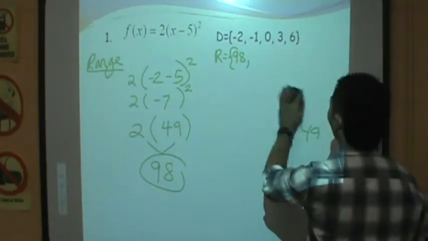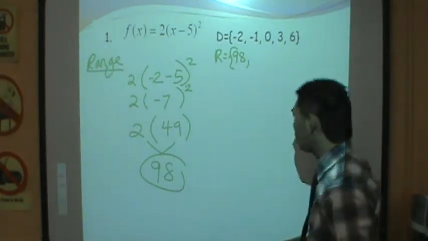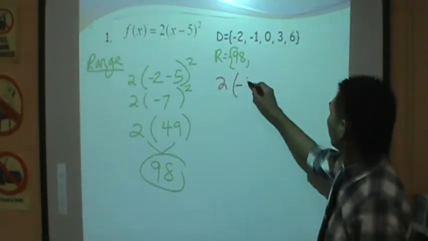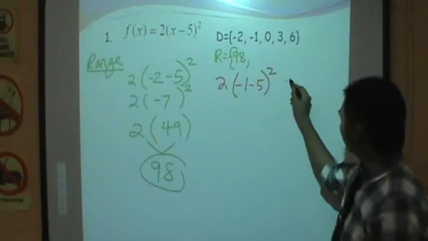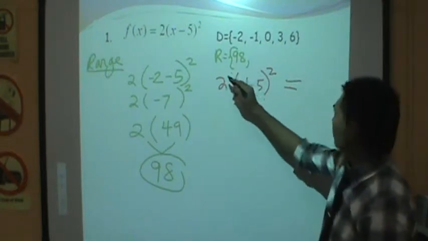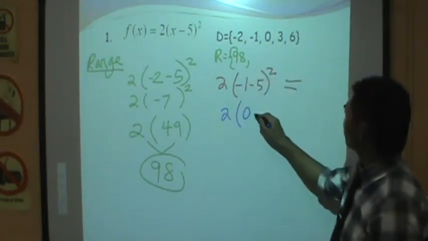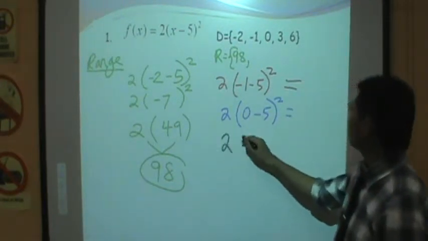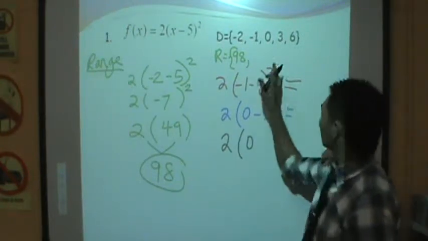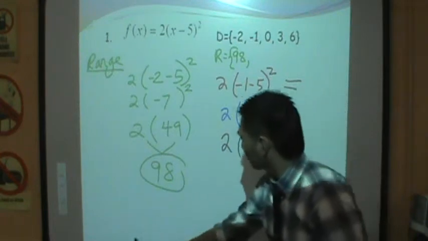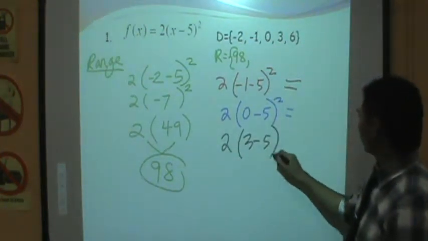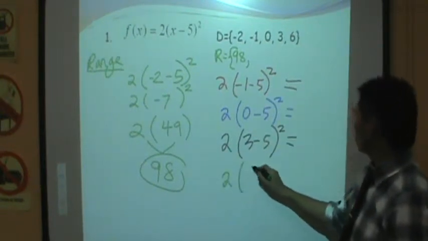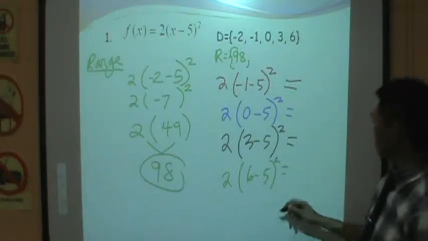Now how about if you use -1 this time? So 2 parentheses, again go back to that one. -1 minus 5, and then solve this. Use your mental math. Next, 2 parentheses, use 0 this time, minus 5. How about 2 parentheses, 0, my bad, I'm using 3 this time. 3 minus 5, and then square it. And the last one is, try 2, 6 minus 5, and then square it.